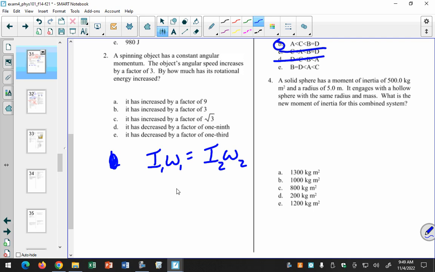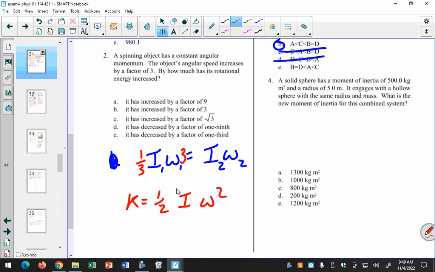So here I have a spinning object and the angular speed increases by a factor of 3. So omega is going up by a factor of 3. That means that I has to have gone down by a factor of 3 in order for that to remain constant. If one goes up, the other goes down. And now knowing that, I can look at my rotational kinetic energy. That's 1/2 I omega squared. And I now know how these two variables are changing.